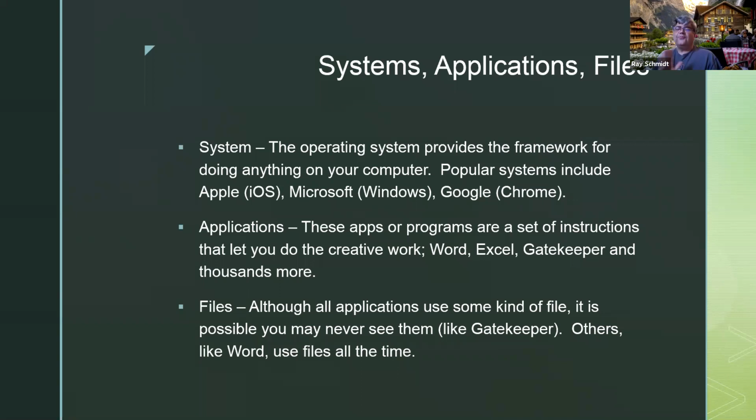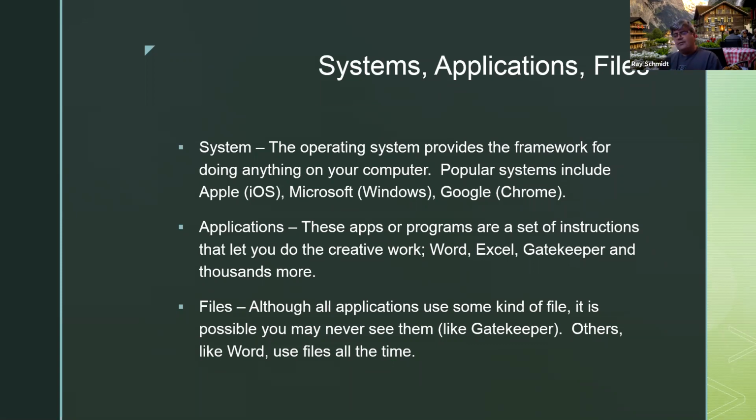Okay, so first thing, we've got to get a couple of labels out of the way. When we talk about files, what really are they? We talk about the system all the time. The system is the thing that provides the interface between you and the computer. So if you're on Apple, it's iOS. If you're on Microsoft, it's Windows. Google, it's Chrome. Same thing with your phone, an iOS phone or an Android phone.